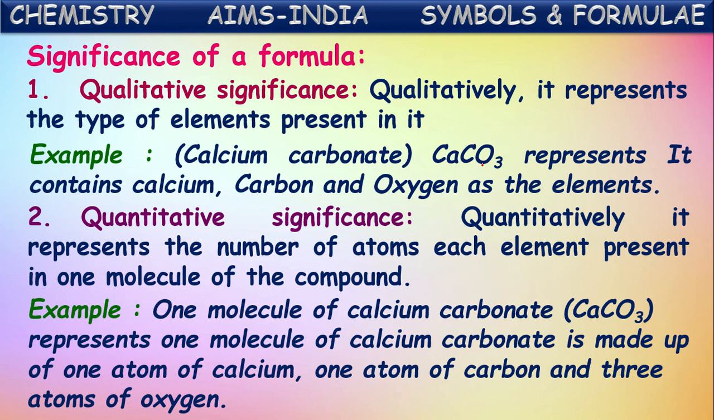How many atoms are combined? Which atoms participated? That is qualitative information. How many atoms of each element participated in the formation of the molecule? This is quantitative information. In this way, from the formula of a compound, we get qualitative and quantitative significances. Right?